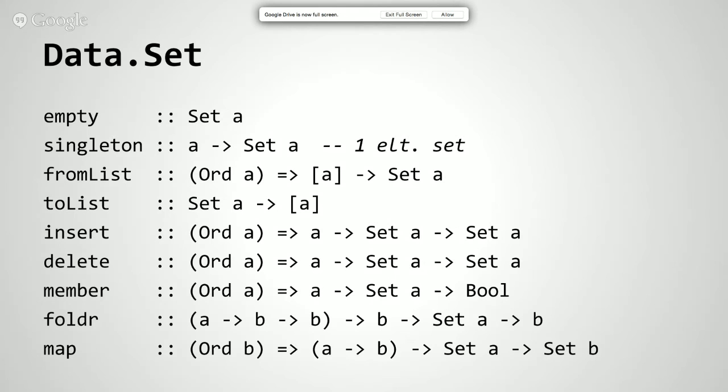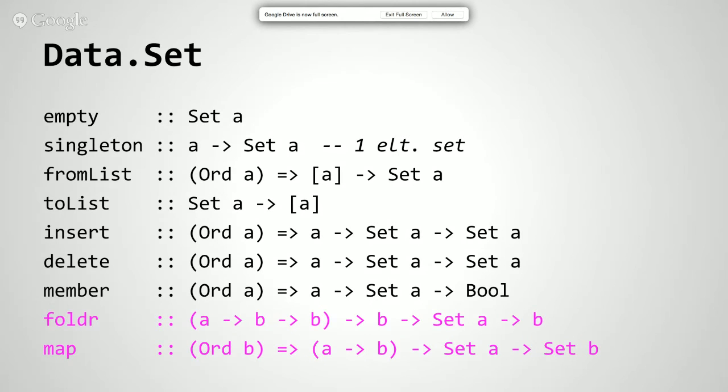So we have insert and delete. We have a member function, which is a membership check. We have foldr and we have map. Those are probably the most interesting set functions. But one thing I want to call attention to is that map has an Ord constraint. foldr doesn't. Some of these functions do have Ord constraints and some don't. The question is why?